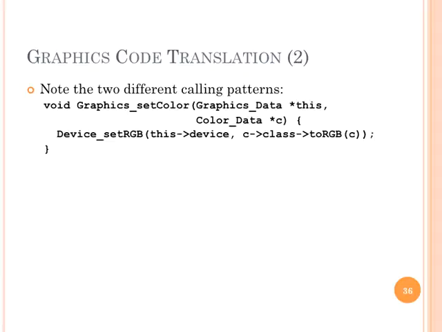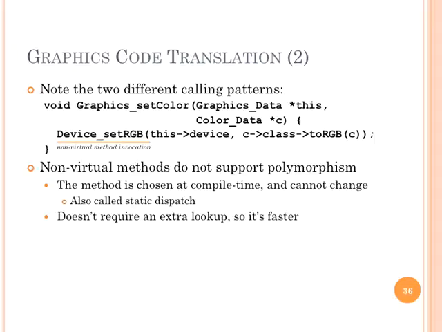There's also two different calling patterns here that I want to point out. This would not be the case in Java, but it would be the case in C++. So I have to admit that I am sort of bending what we're using in our example. If this was all in Java, then we'd have the same calling convention on device as we do on color. But here we have an example of a non-virtual method invocation. Notice it does not look up on the device object which version of setRGB it should call.